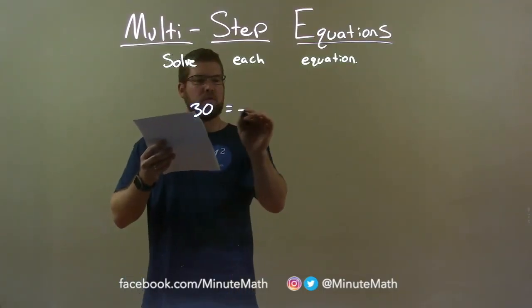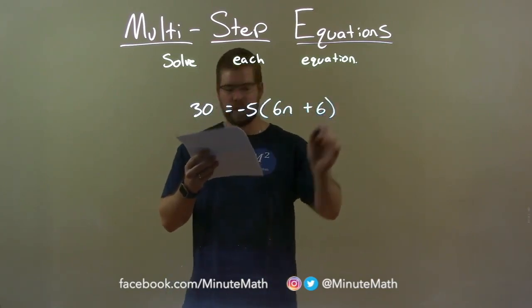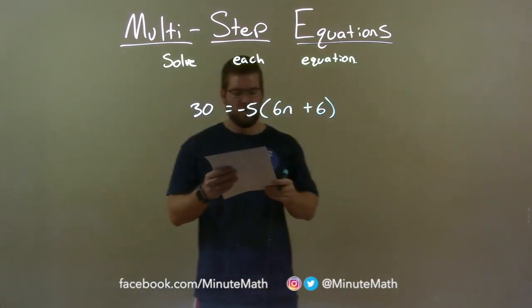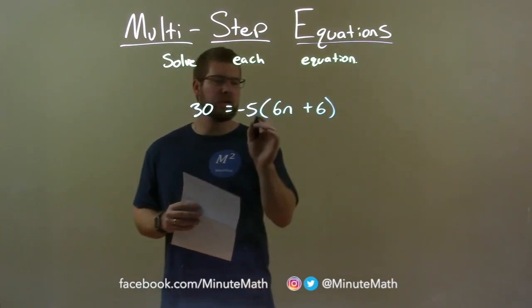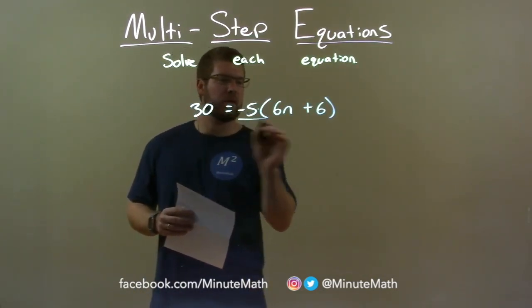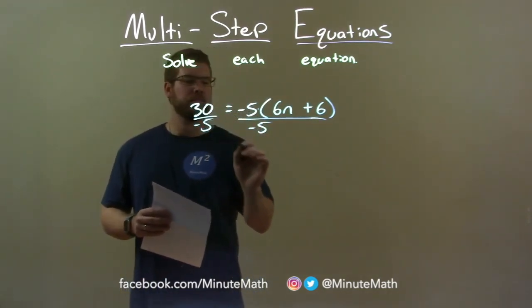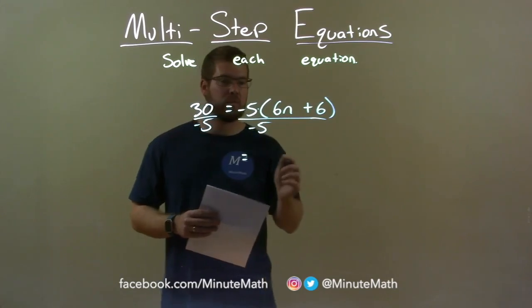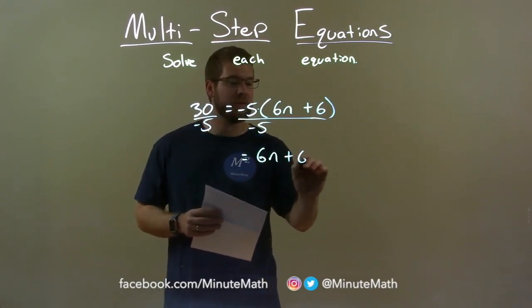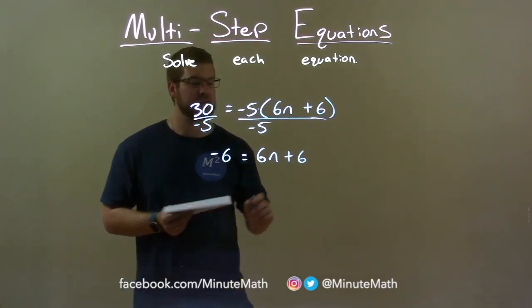30 equals -5 times 6n plus 6. All right. The first thing I do here, in this case, I'm just going to divide both sides by -5. Remember, multiplication is going on here. If I divide both sides by -5, on the right, I'm left with what's in the parenthesis, just 6n plus 6. On the left, 30 divided by -5 is a -6.